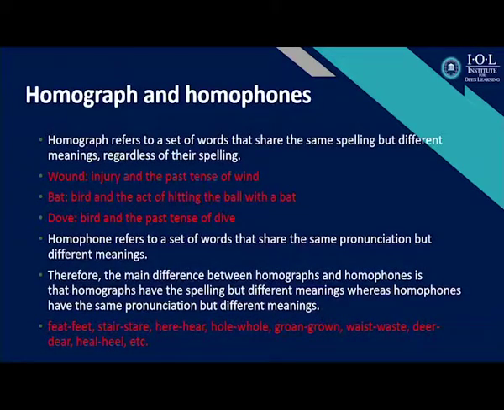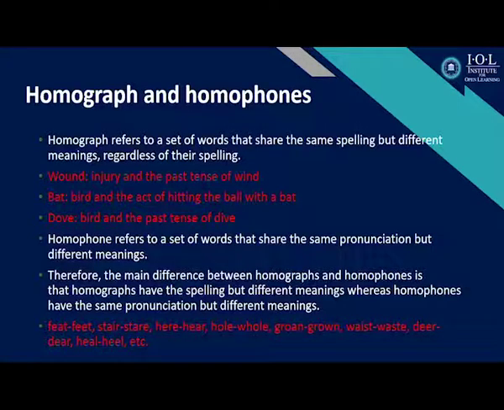And then we also have homographs and homophones. So we say homographs refer to a set of words that share the same spelling but different meaning. These are words such as wound. The word wound can be an injury, or it can be the past tense of wind. We have bat. Bat can be a bat, and it can also be the act of hitting a ball with a bat. This happens in games such as baseball.